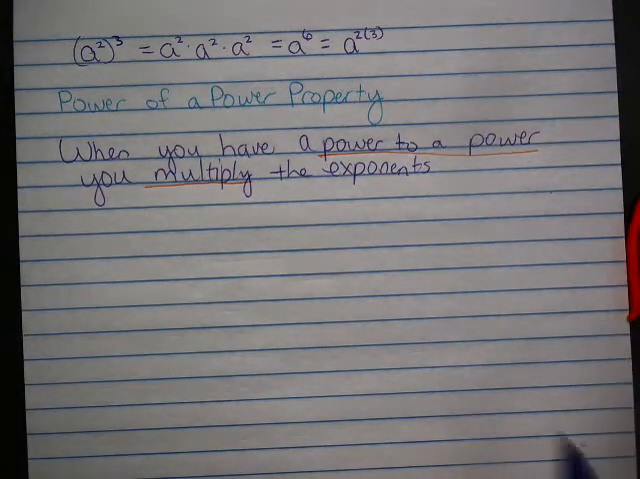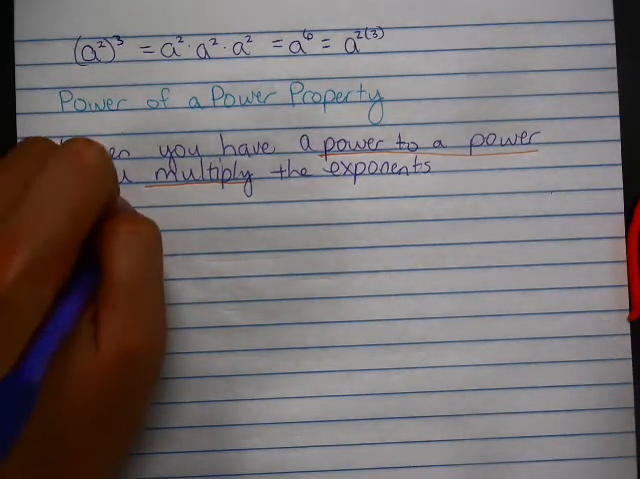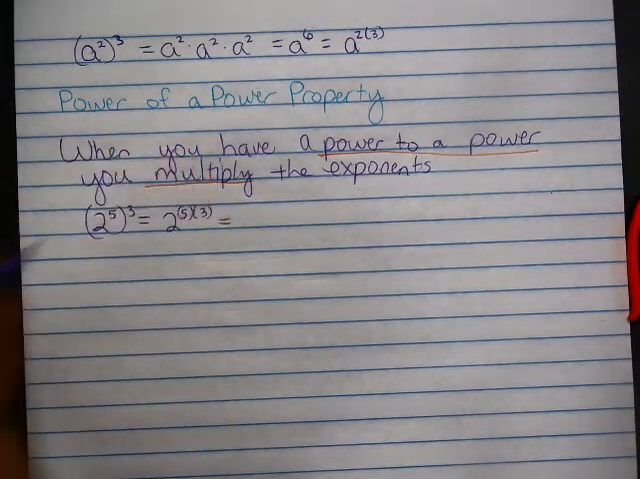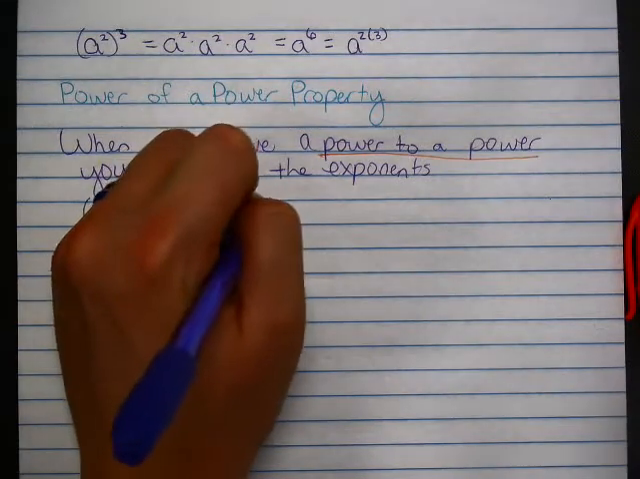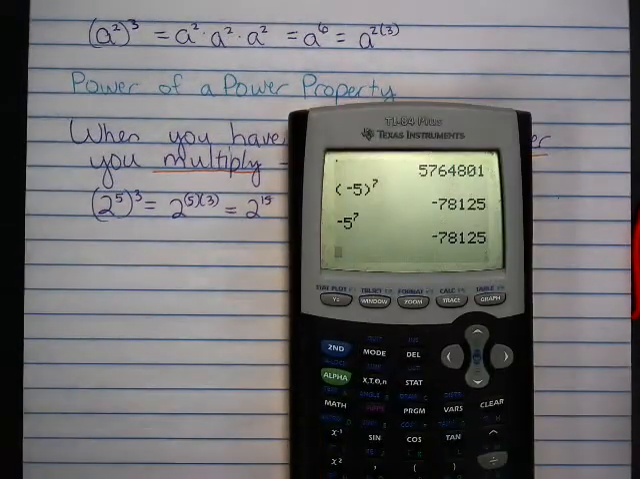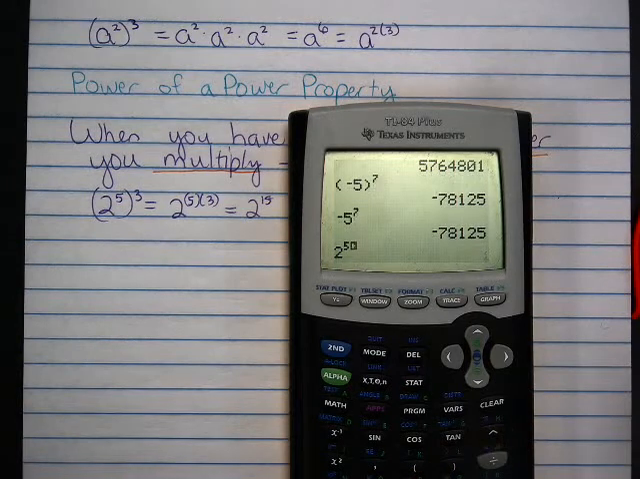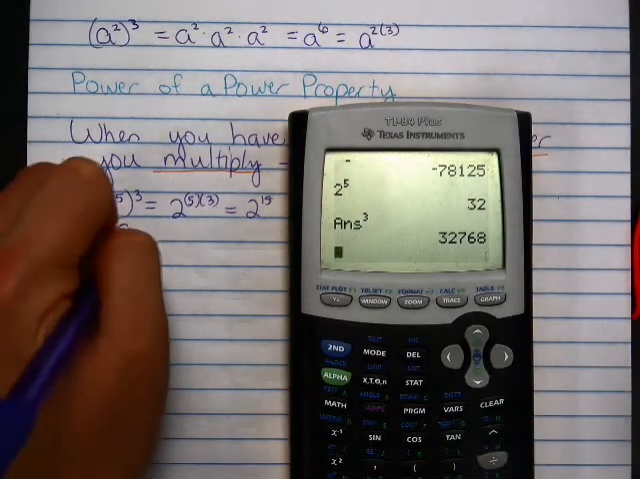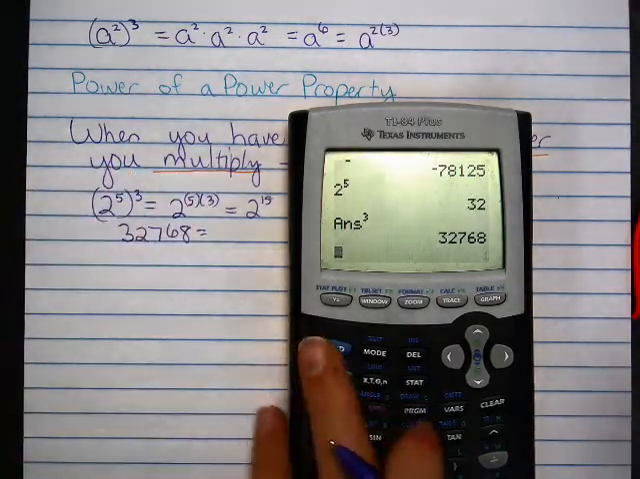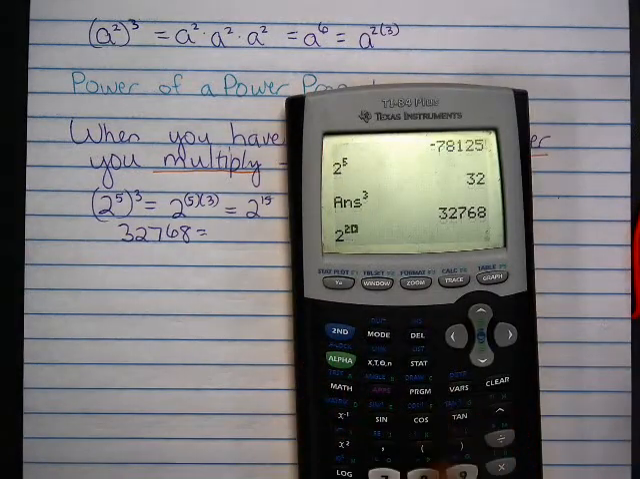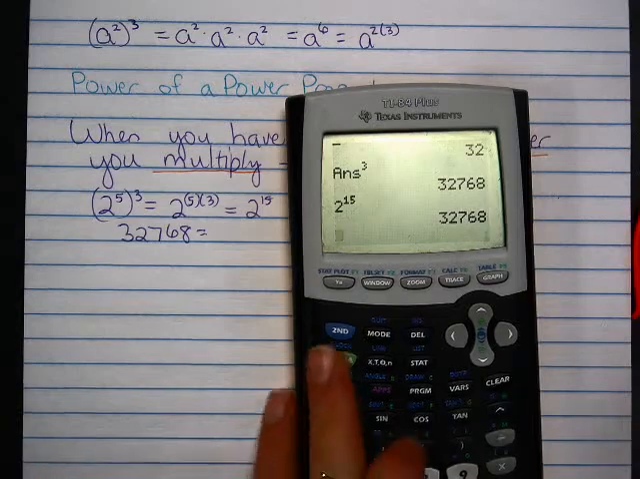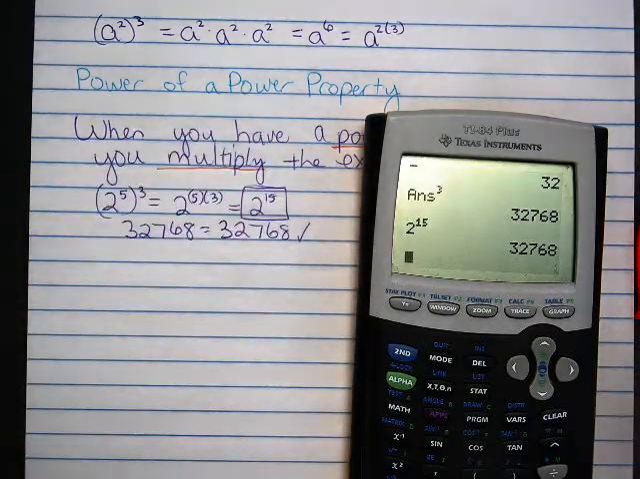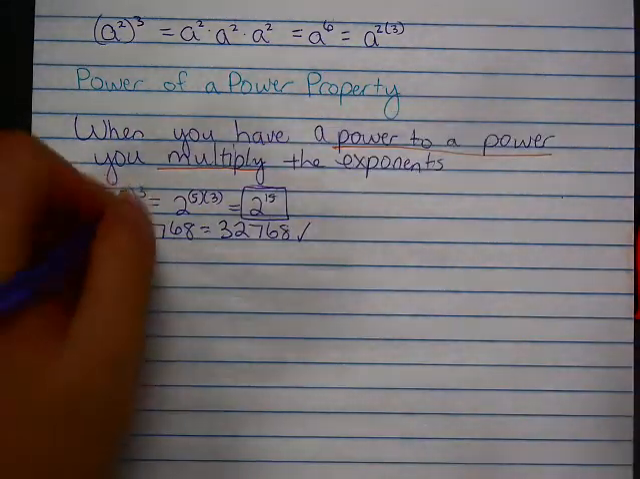So let's try one. I have 2 to the 5th cubed. And that is the same as 2 to the 5 times 3, because I multiply. So that is 2 to the 15th. So let's see what we get. I have 2 to the 5th, enter, 32, cubed, 32,768, equals, and then 2 to the, not 25, 15. I get the same answer. So my numbers check out. So that truly is my answer. Awesome job.